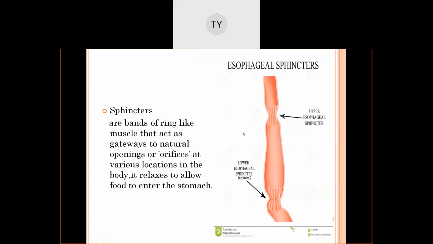Okay, what does it mean? Involuntary means. Can't we control? Yes, we can't control. Okay.